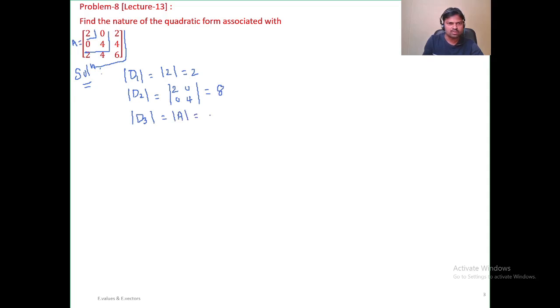So if this is A, I need to write determinant of A. So this is nothing but 2 into, let us find the entire determinant, 6 fours are 24 minus 16, and minus 0 into this, which is 0, and plus 2 into 2 into 0 minus 8. So what are you getting? 8 into 4... 16 minus 16. So you will get 0. Therefore the condition is not verified.